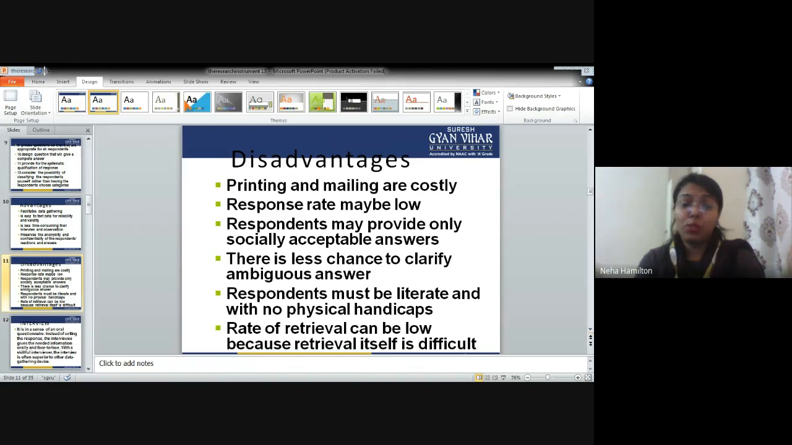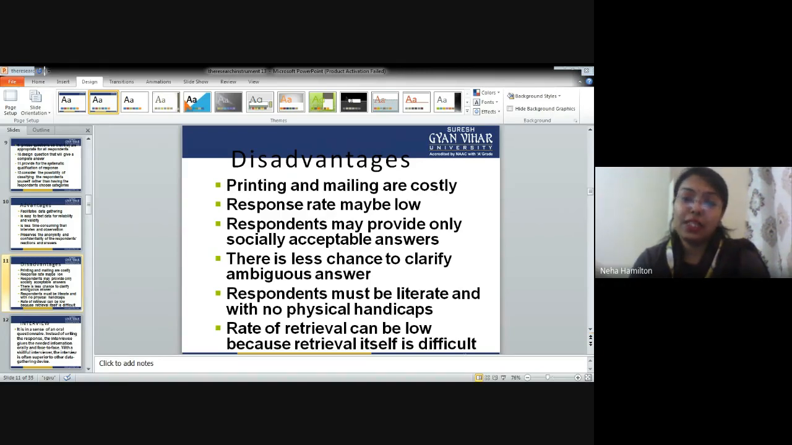Response rate may be low, right? How can the response rate be low? Because in an interview you are necessarily sitting in front of somebody, asking them questions, needing them to answer particular questions. But what happens in a questionnaire? You send them a questionnaire, right? And every individual has some priority in their life. So that questionnaire may not be the priority for the respondent. So you need to follow up a lot if you want a questionnaire to be filled.